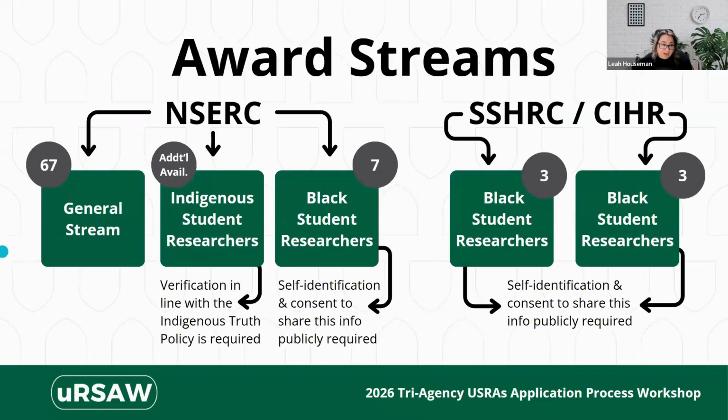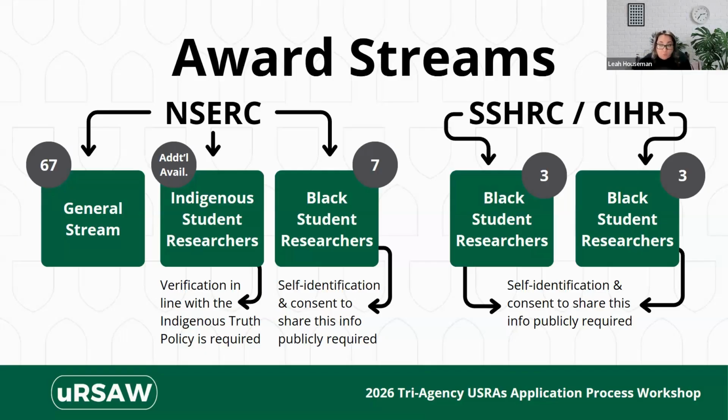And of the 3 tri-agencies, most of the awards come from the Natural Sciences and Engineering Research Council, or NSERC. And there are 3 different streams for the NSERC awards. The general NSERC stream, where we have 67 awards available. The stream for Indigenous student researchers, where additional awards beyond the general NSERC allocation are available.